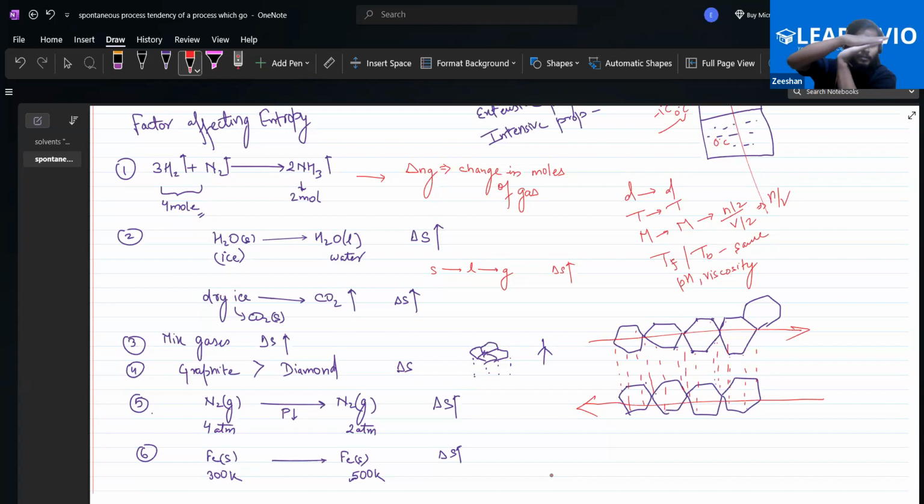Got my point? Why are they sliding? Because they are bonded by weak forces, so nobody is holding them with much force. After applying pressure, they get slid, right? So there is movement. Movement means randomness. Randomness means there is an increase in entropy.